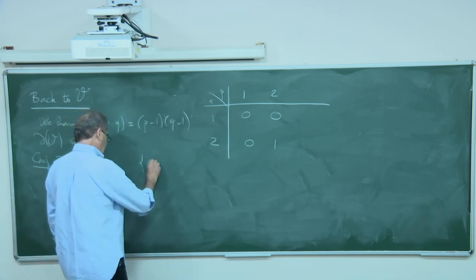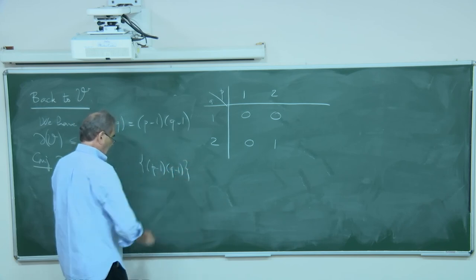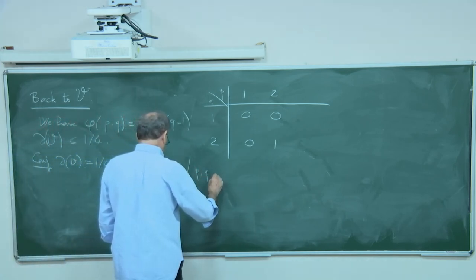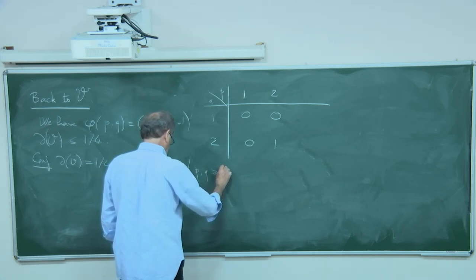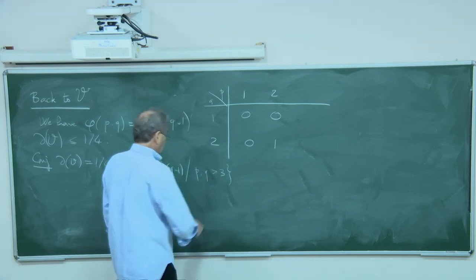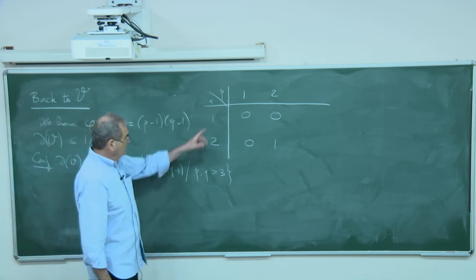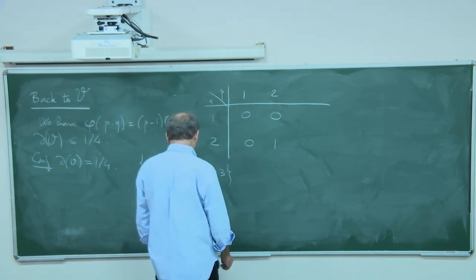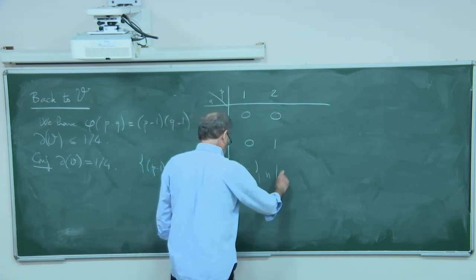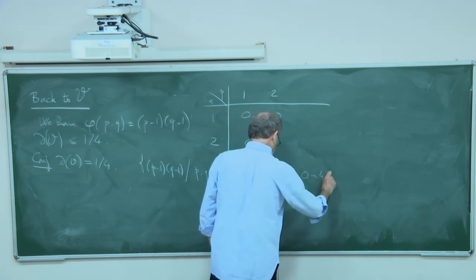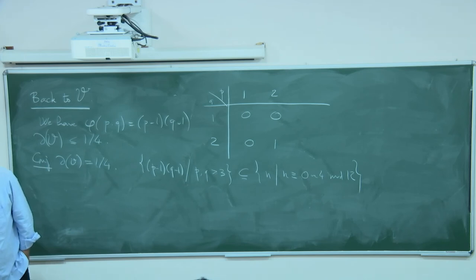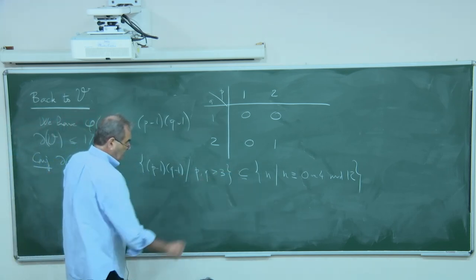So indeed, what you have is that the set of (P minus 1)(Q minus 1), for the time being we said that PQ is strictly larger than 3. When P is 3, there is someone else who is here. With PQ larger than 3, this is included in the set of N for which N is congruent to 0 or 4 mod 12. So you have the following, that D of this set is at most 1/6.